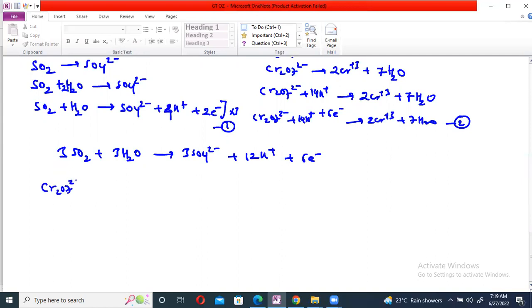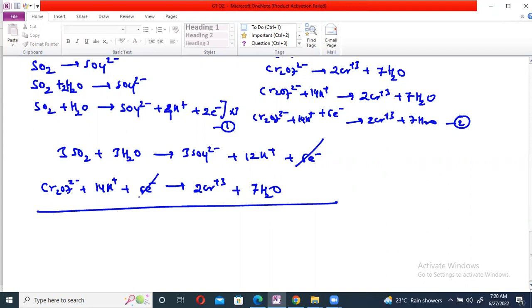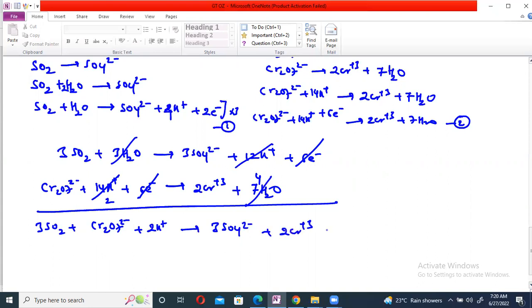And here Cr2O7 2 minus, 14H plus, 6 electrons, 2Cr 3 plus, 7H2O. 6 electrons get cancelled. Water 3 and 7, 4 is left with you. H plus 12 and 14, 2 is here. So now we got 3 moles of SO2, 1 mole of Cr2O7 2 minus, 2H plus ion. It gives 3SO4 2 minus plus 2Cr 3 plus plus 4H2O.